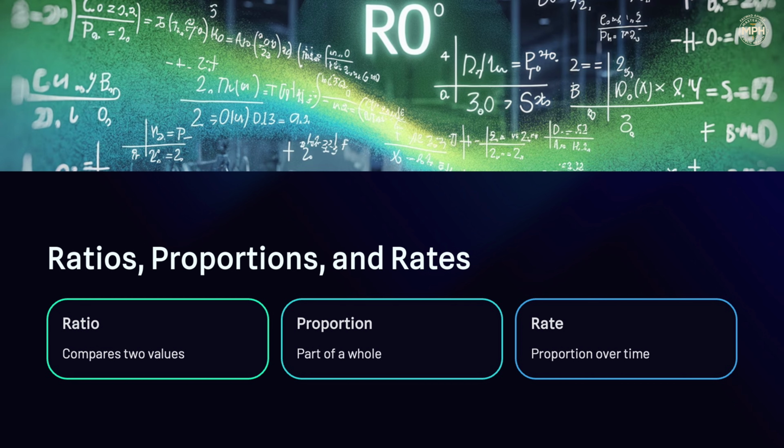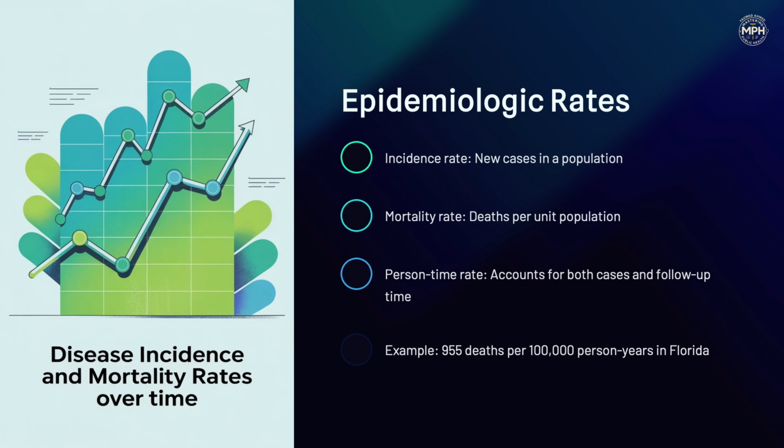Third is rate, a proportion over time, accounting for how long people are at risk. Example, number of new flu cases per 100,000 people per year. These measures allow us to quantify health problems and track changes over time. Rates in action: incidence, mortality, and prevalence. Here are some important epidemiologic rates you'll encounter.